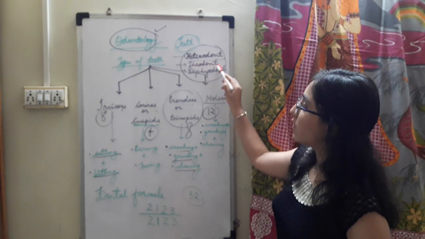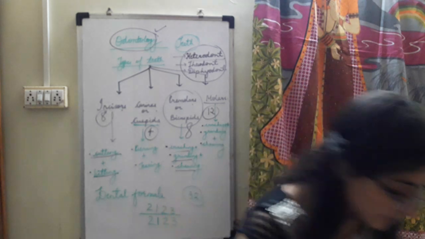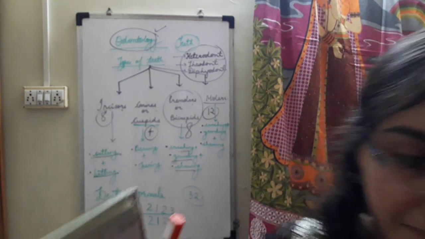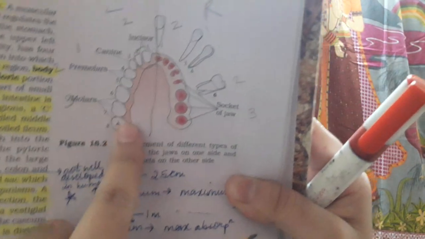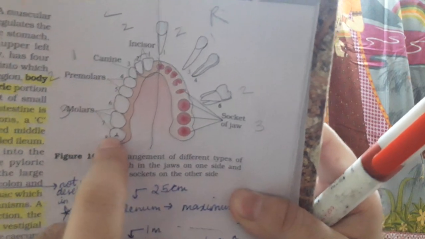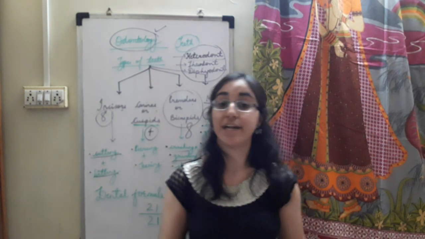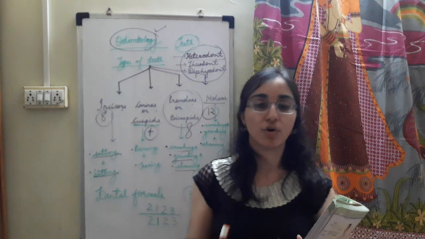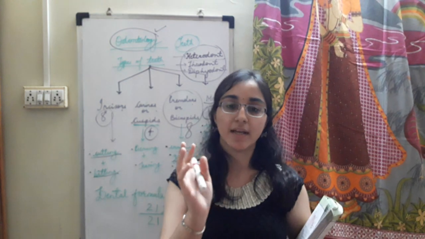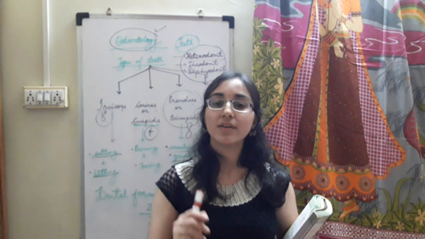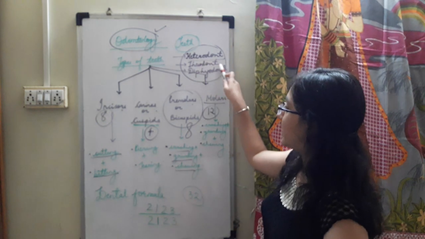Next we say thecodont. Now what is thecodont? If you can see here in this image, let us say one tooth. The tooth is embedded in the jaw. When the tooth is completely and properly embedded in the jaw, we say it is thecodont dentition. It is fixed, it is not shaky, it's fixed properly. So we say thecodont dentition.